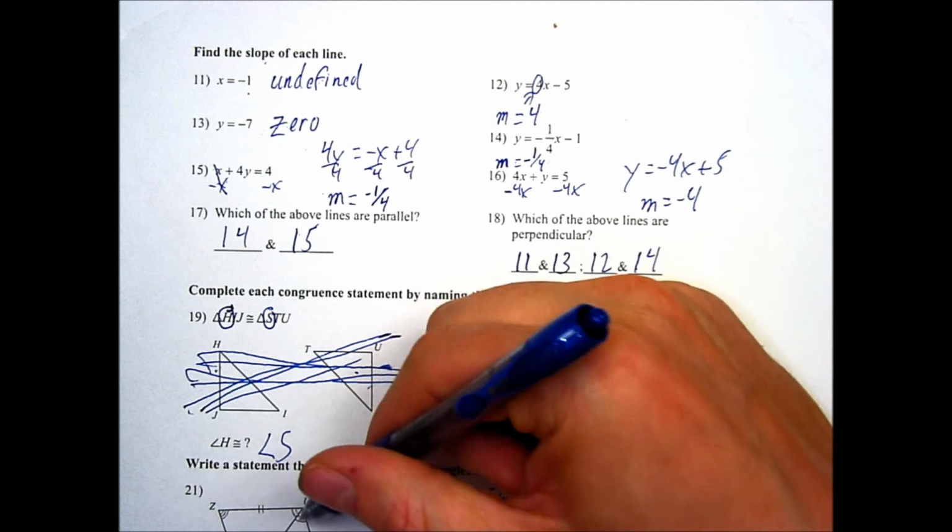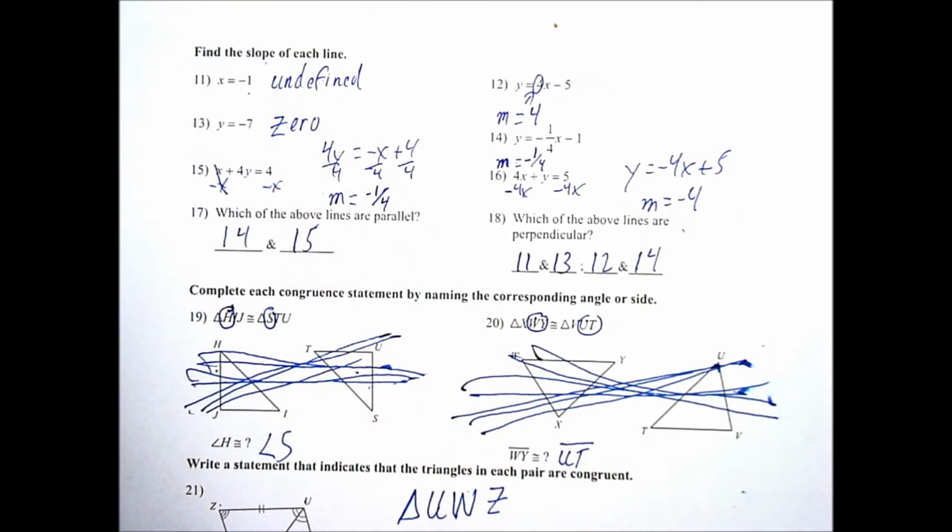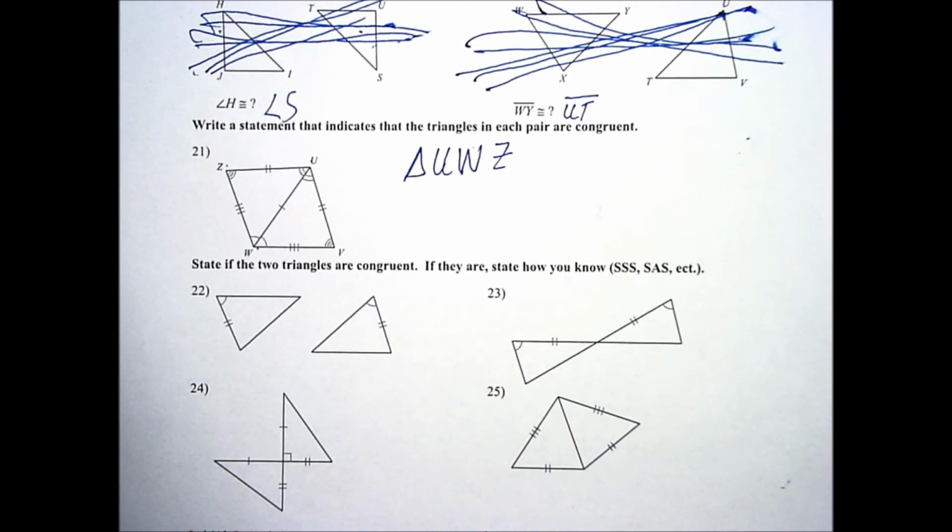UWZ. U is here, W is here, Z is there. Let me move the camera down so you can see what I'm working on here. There we go.